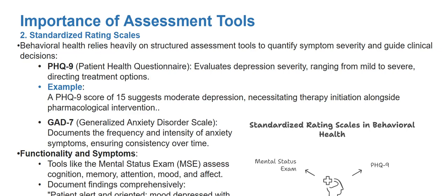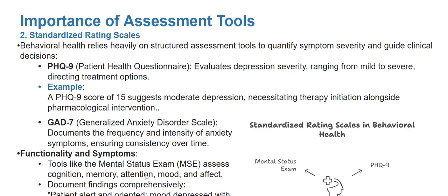Behavioral health relies heavily on structured assessment tools to quantify symptom severity and guide clinical decisions. PHQ-9, Patient Health Questionnaire, evaluates depression severity ranging from mild to severe, directing treatment options. Example: a PHQ-9 score of 15 suggests moderate depression, necessitating therapy initiation alongside pharmacological intervention. GAD-7, Generalized Anxiety Disorder Scale, documents the frequency and intensity of anxiety symptoms, ensuring consistency over time.